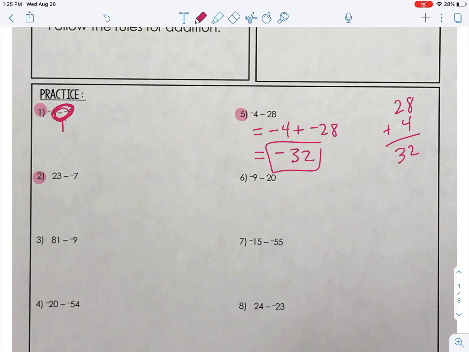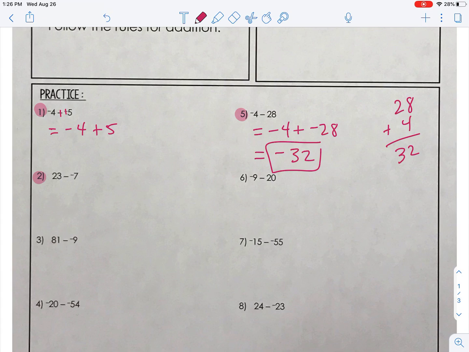This over here for number 1 is a double negative. We have 2 negatives right next to each other. So anytime we have a double negative, it makes a positive. Double negatives make a positive. So -4 minus a -5 is the same thing as -4 plus 5.